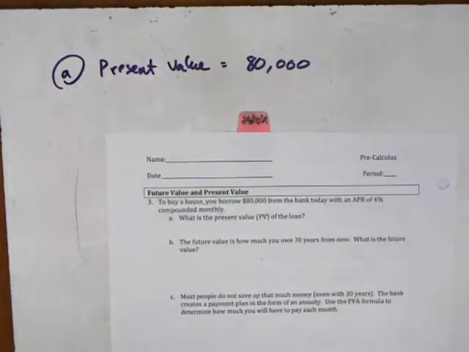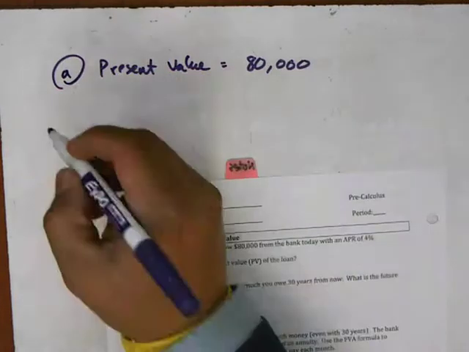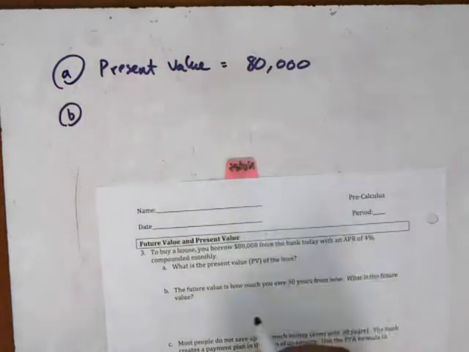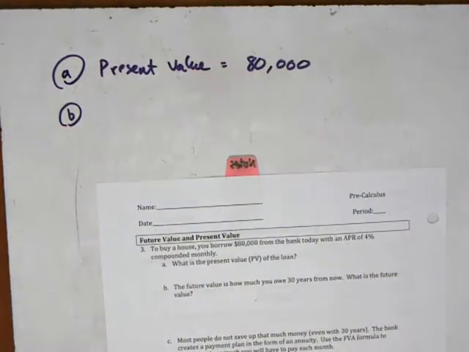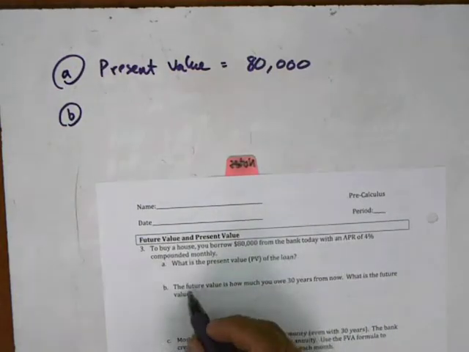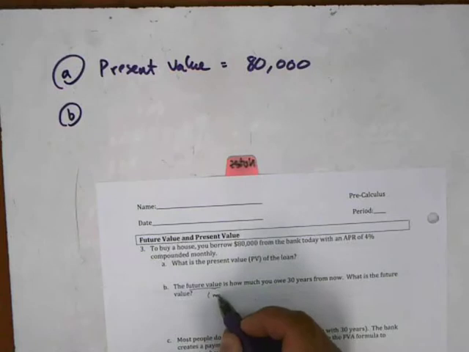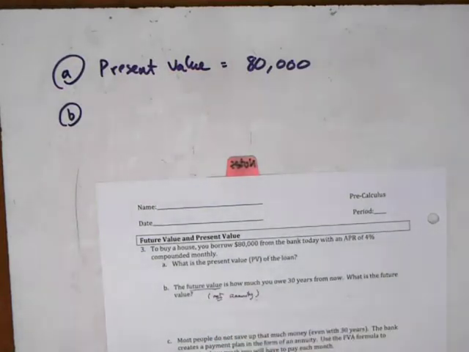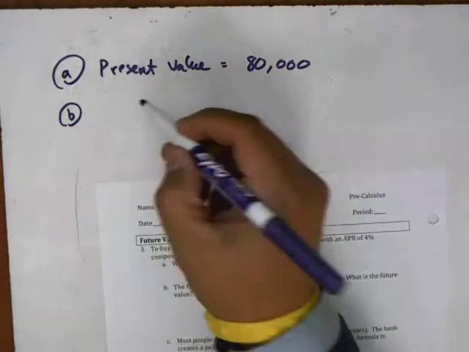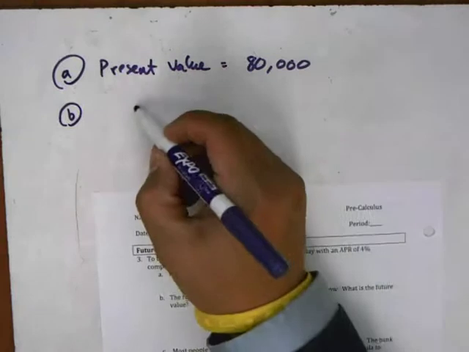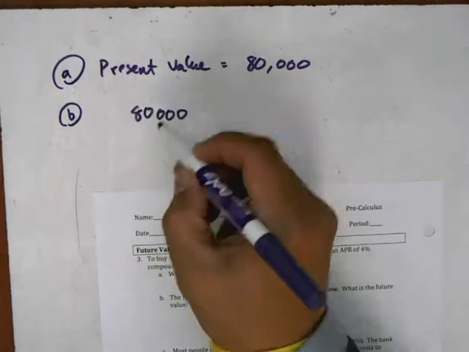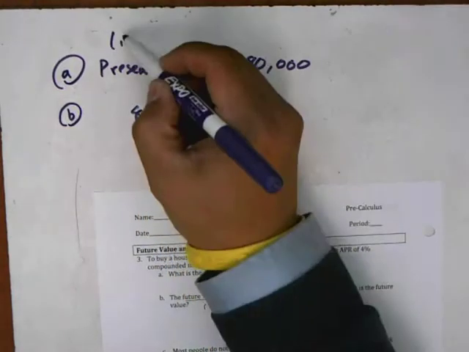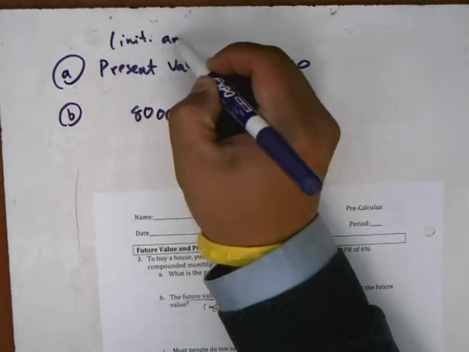Part B says the future value is how much you owe 30 years from now. What is the future value? And we have to be careful once again. In this particular case, this is not an annuity. This is just straight up compounded interest. So 30 years from now, the future value is based on 80,000, which is the initial amount. So present value is really a way of saying initial amount.